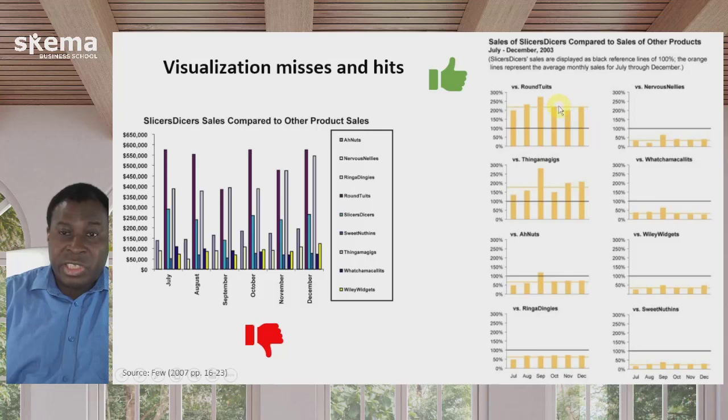And so you can clearly see if the average of one product is higher than the reference, which is slicer dicers, in each case or not. And you can see the specific amounts month by month, how they compare. And so this requires quite a bit of rethinking, but it effectively conveys information that managers need much better than others.